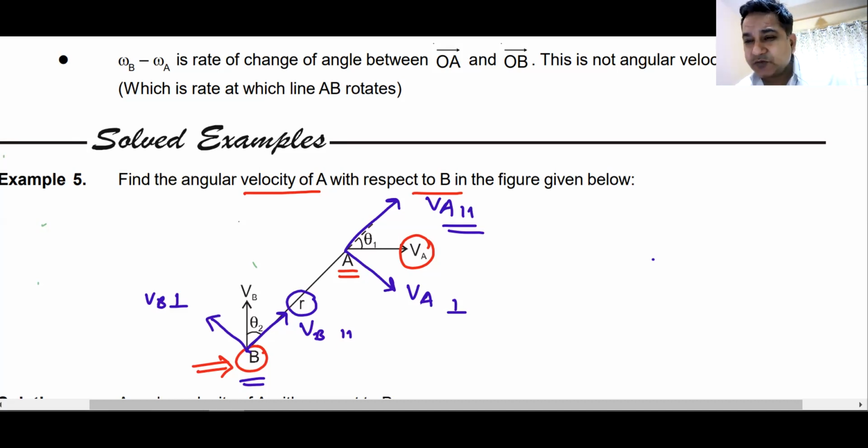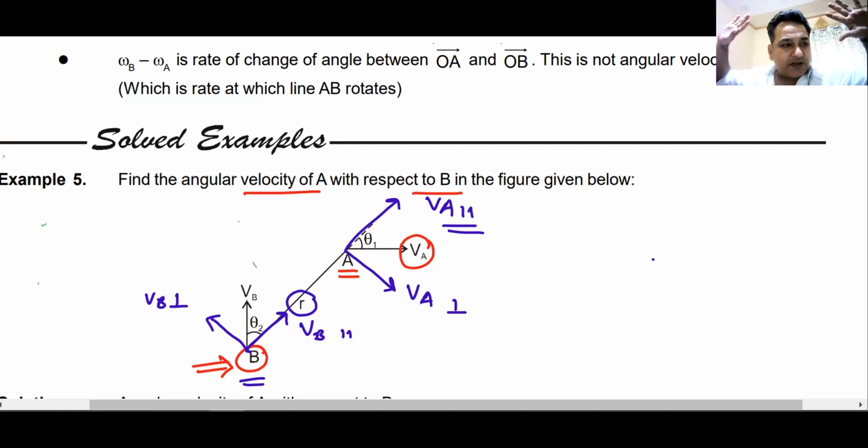With this velocity, what is going to happen is the distance between A and B is going to reduce or increase. In this case, if VA parallel is more than VB parallel, A will move away from B. In the other case, if VA parallel is less than VB parallel, the distance between A and B will reduce. Do you understand this? So VA parallel and VB parallel is telling me whether the distance between A and B is increasing or not.